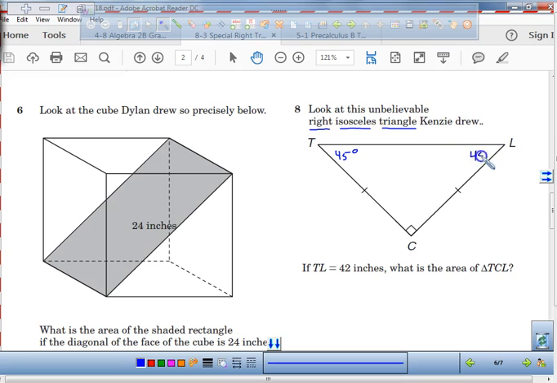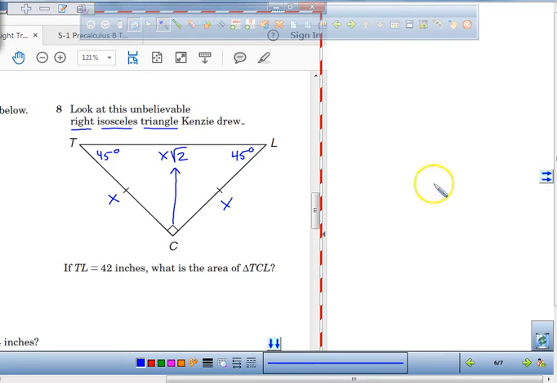45, 45, 90. And we're going to put x here, x here, and x radical 2 right there, because where's that directly across from? The 90-degree angle. Something you guys need to know about all triangles. When you have to find the area of a triangle, you always need the base and the height, but what are the base and the height always connected by? They're always connected by what type of angle?